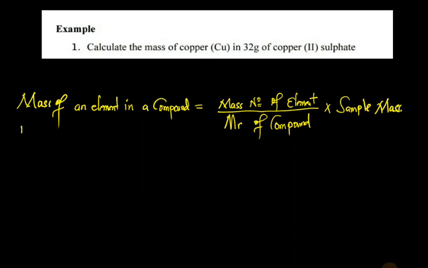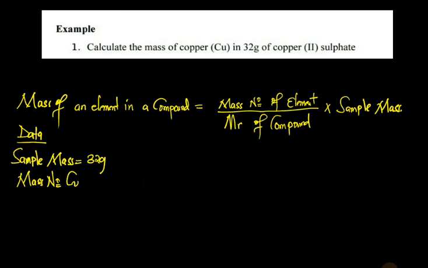Let us collect our data here. What's our sample mass? Our sample mass is just 32 grams. The mass number of the element copper on the periodic table, we know that is 64, right?